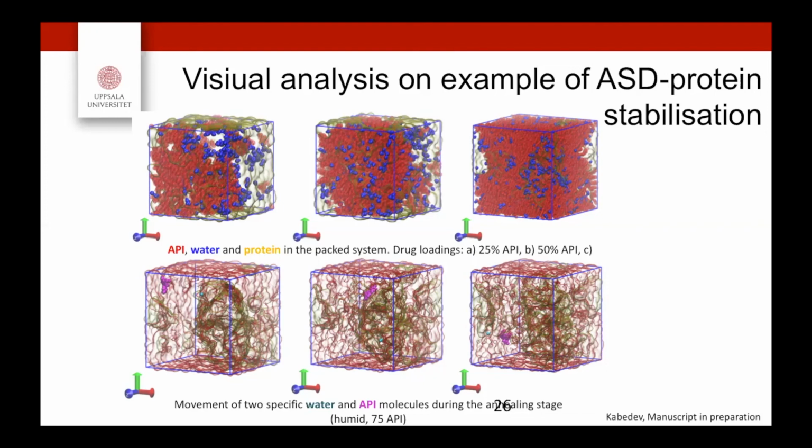And of course, we can reduce the number of degrees of freedom, so basically restrict some parts of the protein so that it wouldn't change conformation. And this was also analyzed, how these drug molecules would move and how they would interact with the protein.